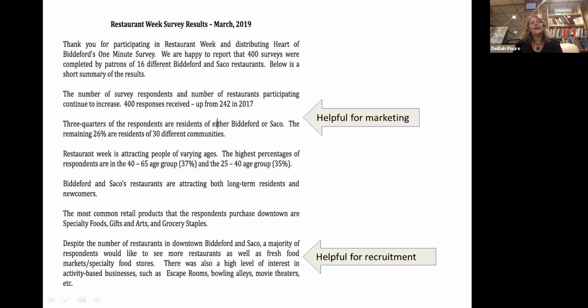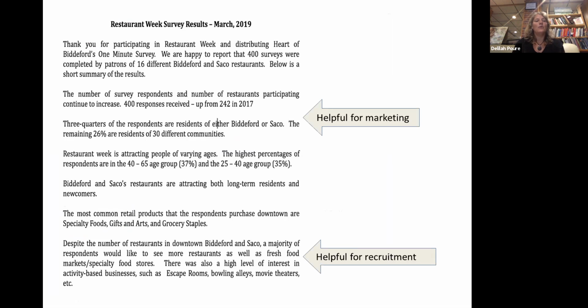And we always write up the results afterwards. This is usually handled within our Business Enhancement Committee. Even though Restaurant Week is run by our promotions folks, the analysis and survey processes are handled through Business Enhancement in our case. It can make sense for any number of groups to handle it, but that's how it works at Heart of Biddeford. And so when you have a result, it can be helpful for your marketing.